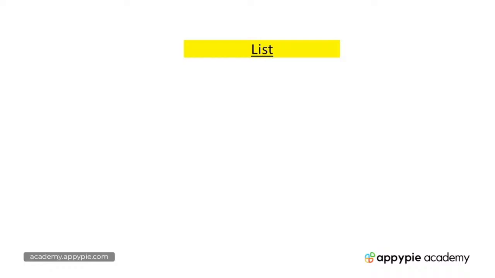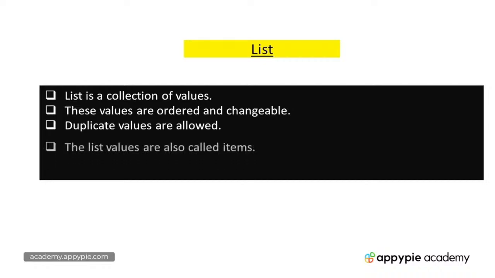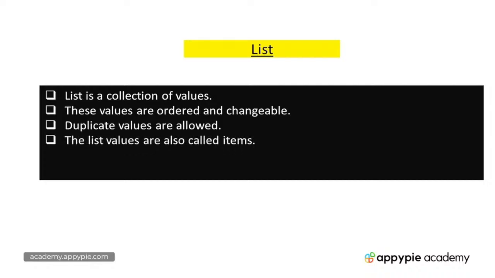In this lecture, we are going to talk about a very important topic of Python, that is list. See, a list is a collection of values. These values are ordered and changeable. When we say changeable, we can also say they are mutable. Duplicate values are allowed. The list values are also called items.